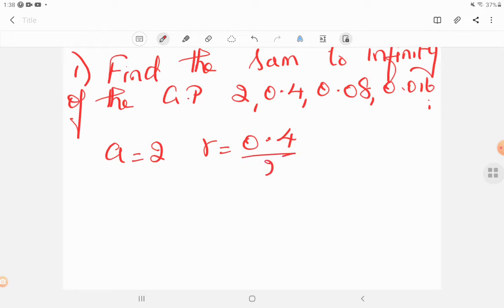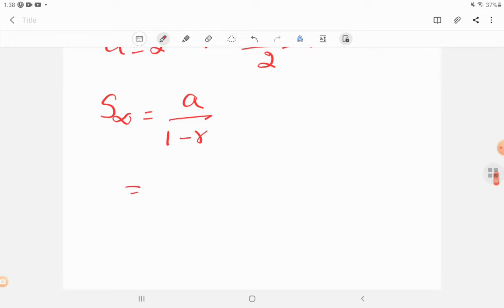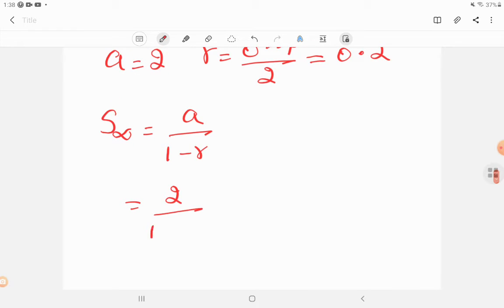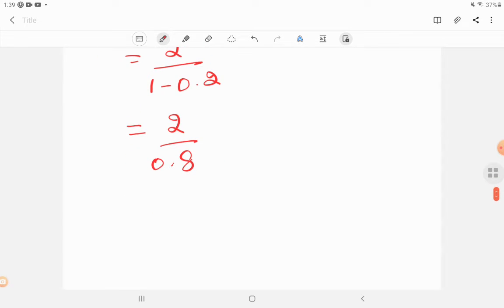0.4 divided by 2, that gives you 0.2. So the r value lies between -1 and 1. So we can see that this infinite geometric sequence will converge to a particular value. Because it converges, we can find the sum of the infinite geometric sequence using this formula, A divided by 1 minus r. So that is equal to A value is 2, r is 0.2, so 1 minus r gives you 0.8. So 2 divided by 0.8 gives you 2.5.